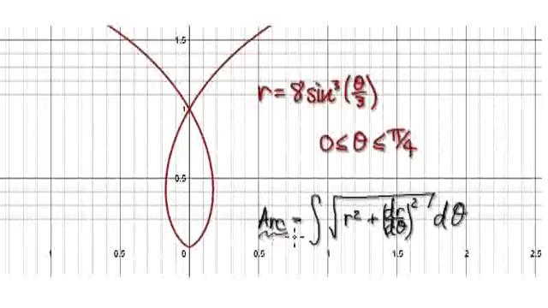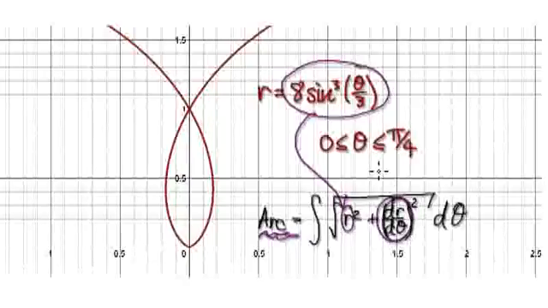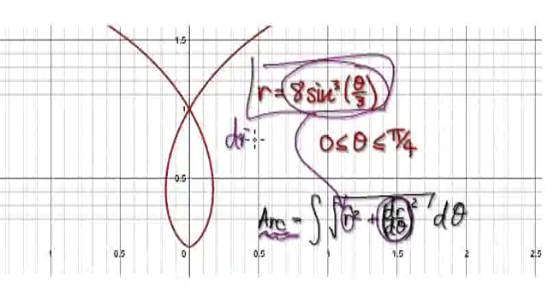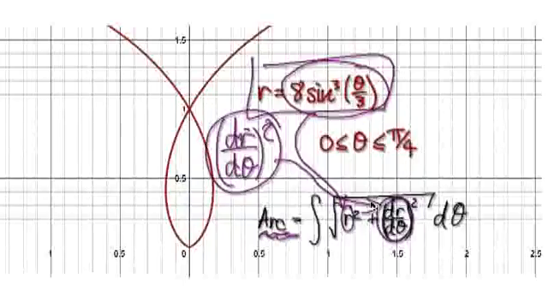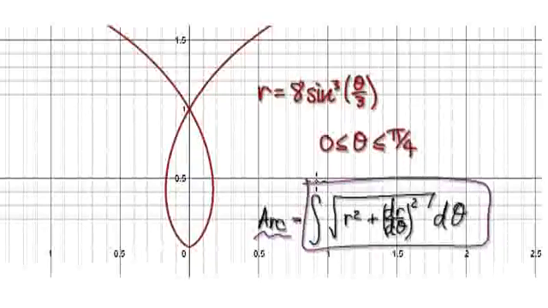Okay, so to work out the arc length, we would need to square the r. So we've got to put this into the r here, and then we would need dr by d theta, meaning we would need to differentiate this. We need dr by d theta, and then later on we can square it and put it into here. So to work out the arc length, we would need to make use of this.